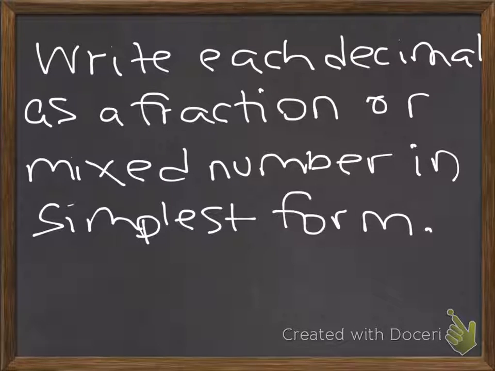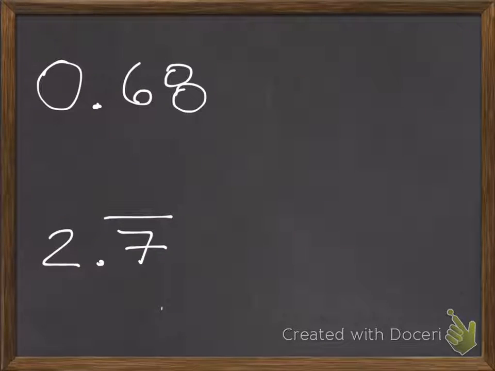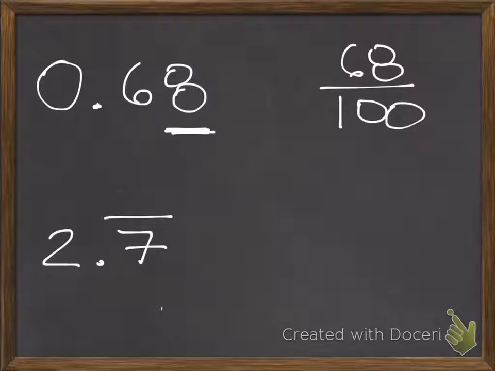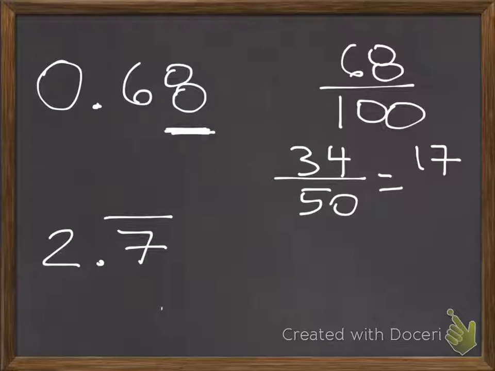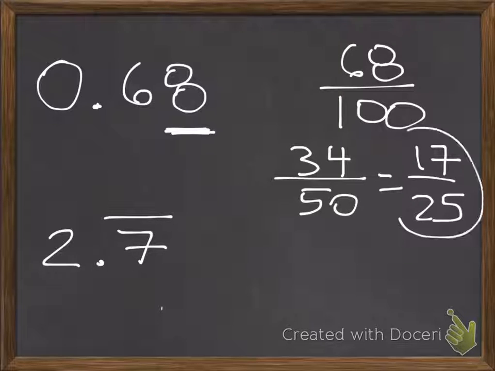Here we need to write each decimal as a fraction or mixed number, so kind of like what I just said, we go to the last place value and we put the number over that place value, so 68 over 100, and then we simplify as much as possible. So 2 goes into 68, and 2 goes into 100 also, which becomes 50. We can still divide by 2 again, and we get 17 over 25, and that's as simplified as we can get it.